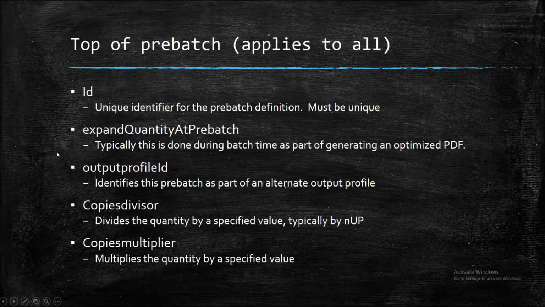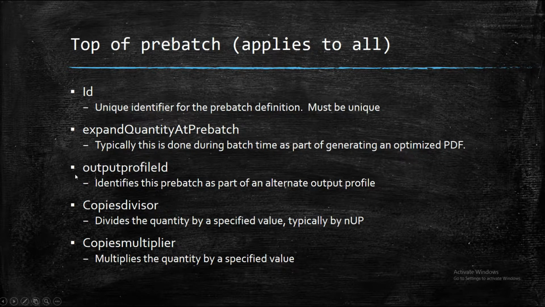The next attribute we're going to look at is expand quantity at prebatch. And typically this is something that's automatically done at batch time to kind of follow the lines of an optimized PDF so that we're not sending a whole bunch of pages into the batch process. But there are situations that can warrant expanding out the prebatch content during the prebatch process. And we'll take a look at some of those here in a little bit.